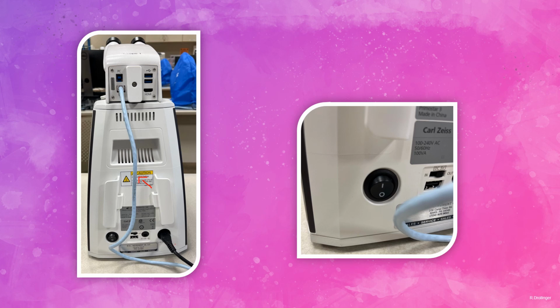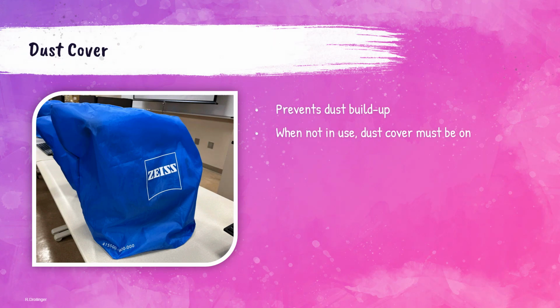Here is the power cord, and then of course this is the power switch that controls whether or not the microscope is on or off. Most microscopes will come with a dust cover. This blue cover is the dust cover that came with the microscopes I have in my student laboratory. These covers prevent buildup of dust and any other debris. Anytime the microscope is not in use, it must be powered off and the dust cover must be put on the microscope.